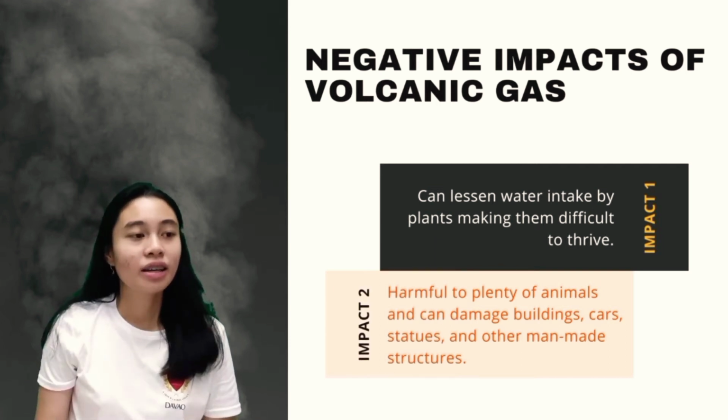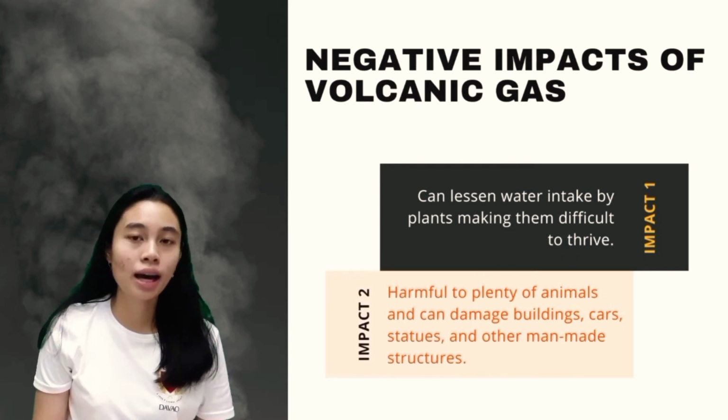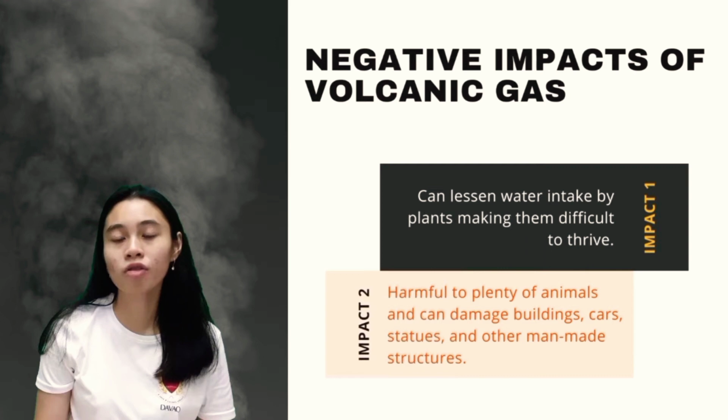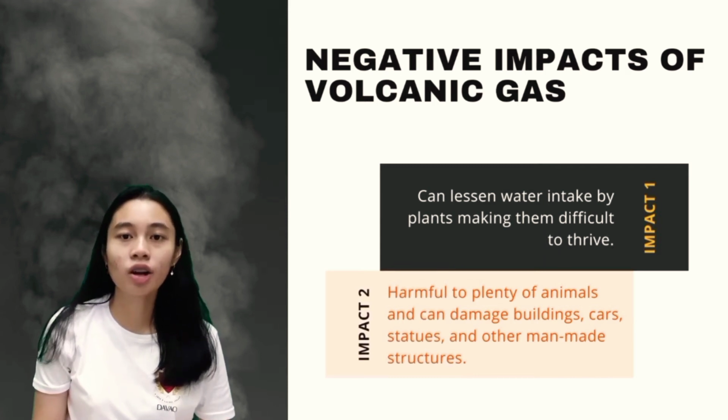Number 2. An increase in the acidity of aquatic bodies is harmful to plenty of animals and can damage buildings, cars, statues, and other man-made structures. It leads to lower body mass and weight and makes it hard for fishes to compete for their habitat and food. And in the worst case scenario, aquatic acidity seems to interfere with their reproductive cycle.